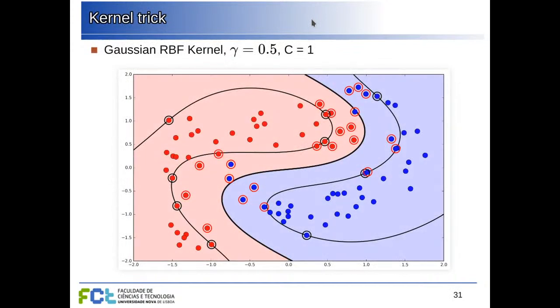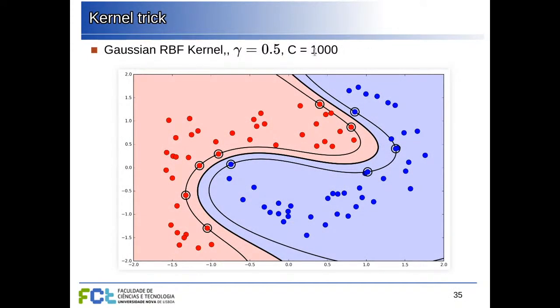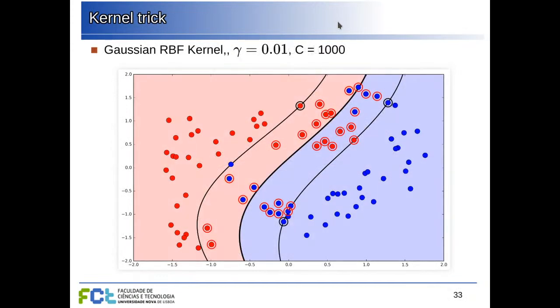But if we increase these values, for example, a higher gamma will allow us to make a lot more intricate curves here, and if we increase the value of c, for example, with a c of 1000 and a gamma of 0.5, we can actually adjust exactly to the frontier there, but different combinations will give us different results. So this is what makes support vector machines extremely powerful.